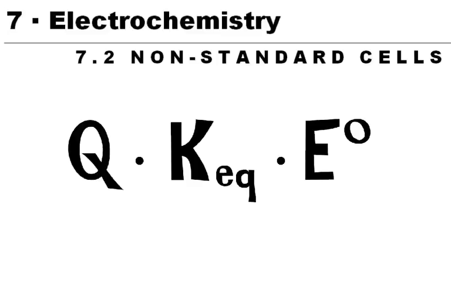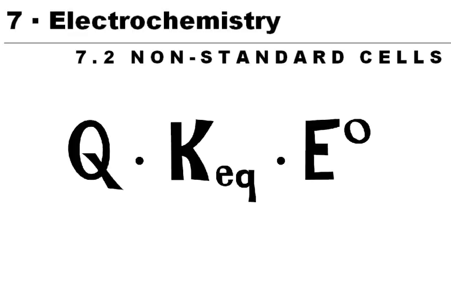I wanted to talk briefly about non-standard cells. So we're talking electrochemistry, we're talking about galvanic cells, and we know how to deal with figuring out the voltage of a standard cell where everything is 1 molar and any gases are at 1 atmosphere. But what happens if things are not at 1 molar? Okay, then how do we deal with that?